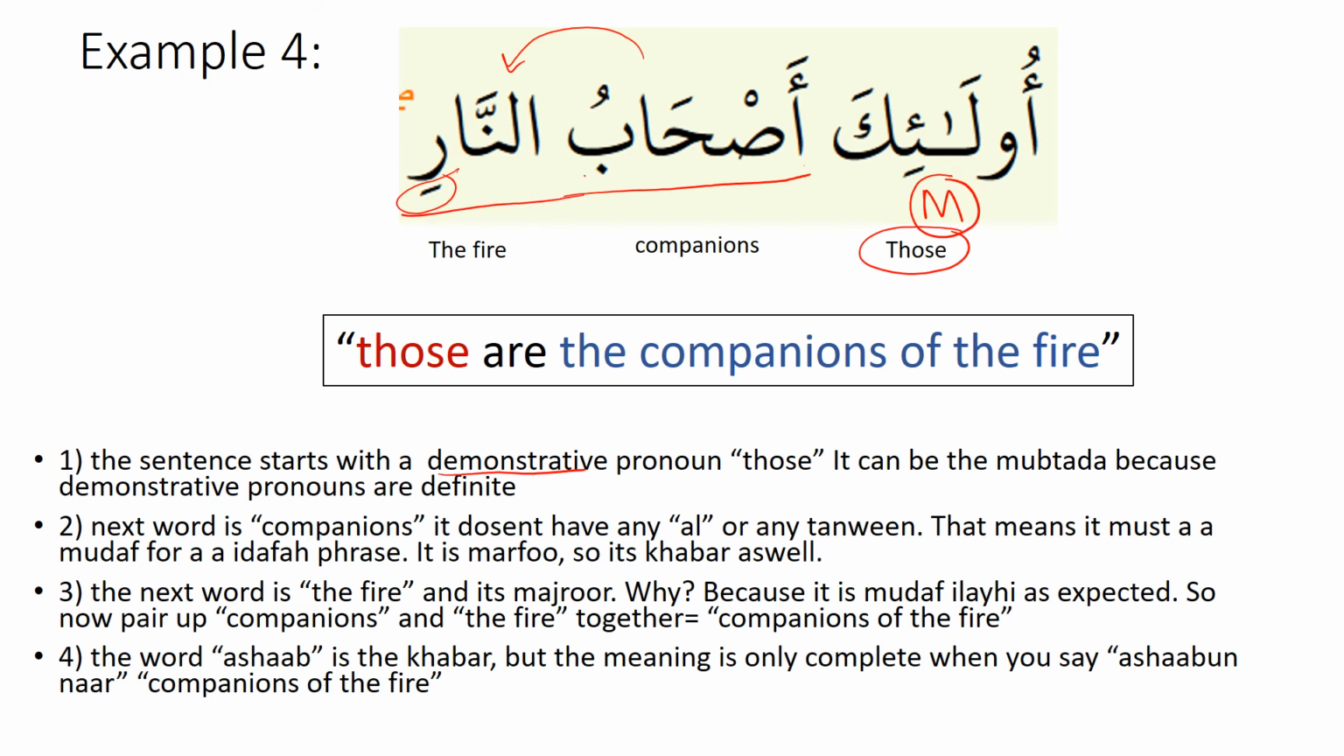So we say ashabun nari together. Ashabun nari means companions of the fire. Okay, the companions of the fire. So you translate it together. And the word ashabu, it's dhamma, it's marfu, so it's probably khabar as well. And that's right, it is khabar. So you would put: those are the companions of the fire.